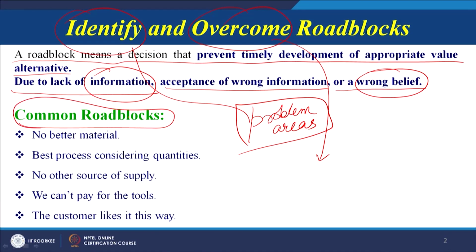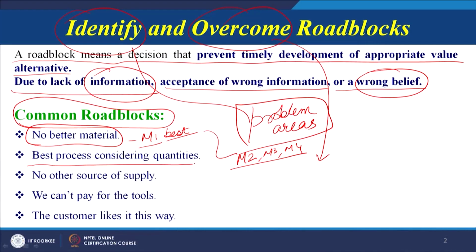So, some of the common roadblocks that can be identified is that there is no better material available. So, whatever material, suppose M1 we are using, that is the best. This is a common roadblock. There can be other materials, M2, M3, M4, different types of materials which may be available and may perform better as compared to material M1 for a specific application, but normally we have a belief that for this particular application M1 is best.